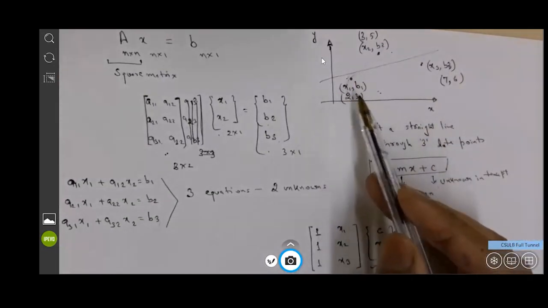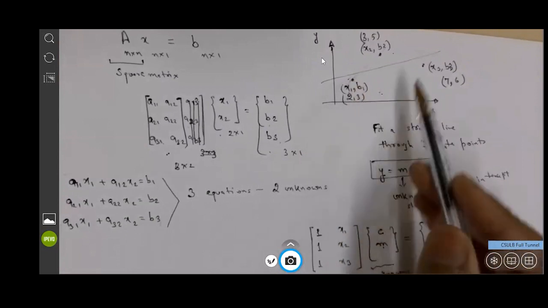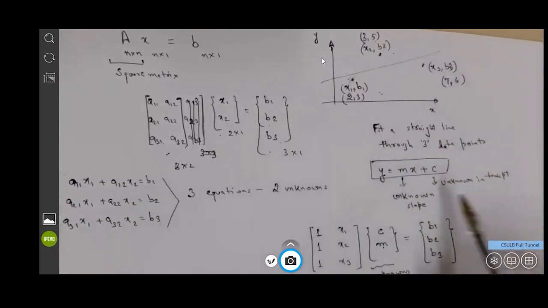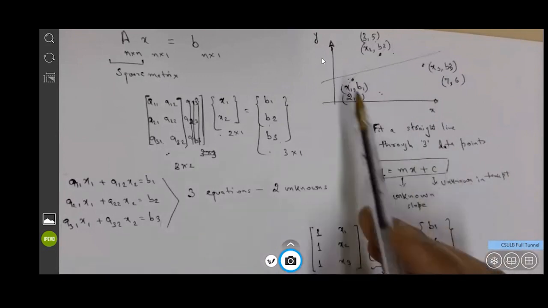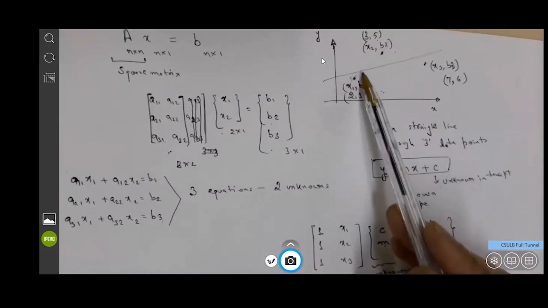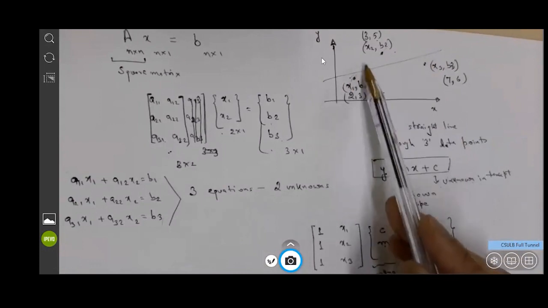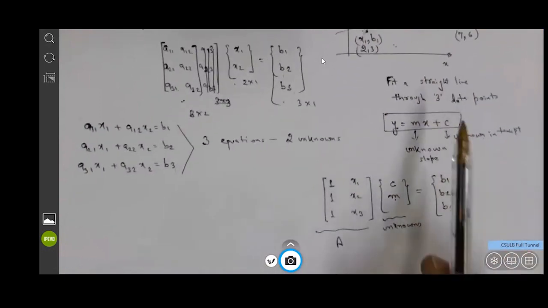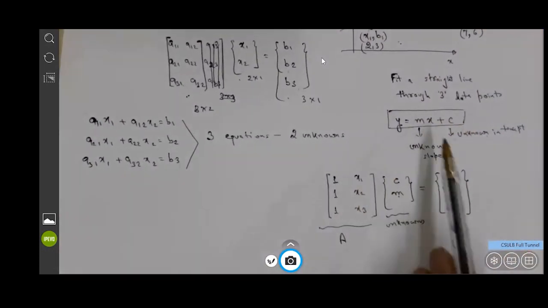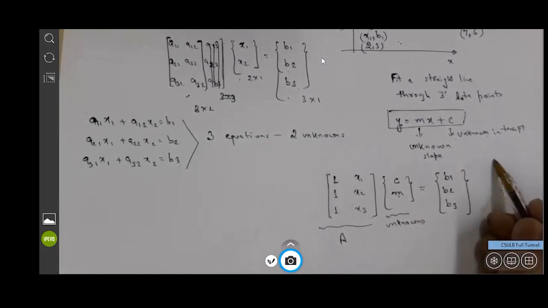So I know X1, I know B1. B1 is basically the corresponding coordinate on the y-axis. So I got this coordinate, I got this coordinate. I want to fit a straight line through these data points such that the line tries to minimize the distance to each data point. So if I want to fit a straight line that satisfies this straight line equation, then if you multiply this row with this column, you actually get this.